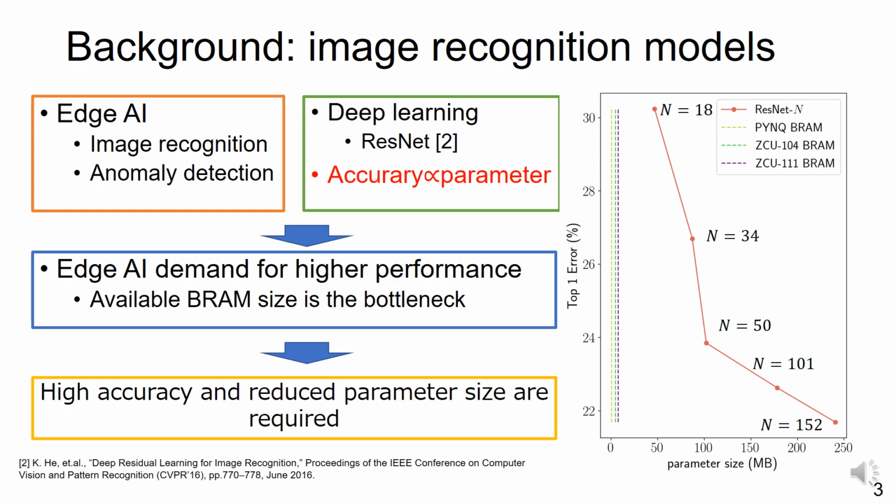The right-hand side of the figure shows the relationship between the number of parameters in ResNet and the error rate. The figure shows that as the number of ResNet parameters increases, the error rate decreases. The dotted line in the figure represents the amounts of VRAM in the FPGA of the SoC, indicating that even the smallest ResNet-18 cannot implement all the parameters in the FPGA VRAMs. In addition to high accuracy, reduction of the number of parameters is required for implementation on edge devices.